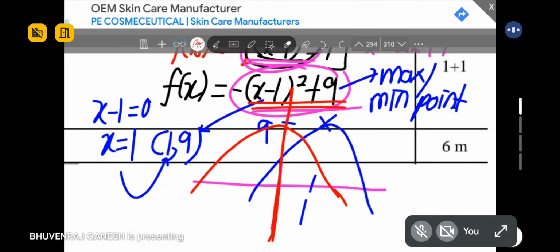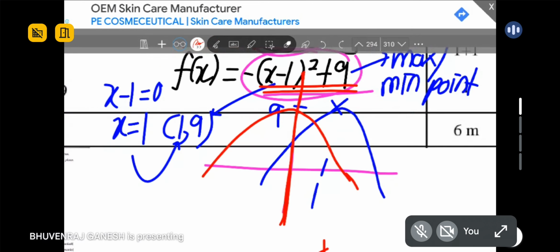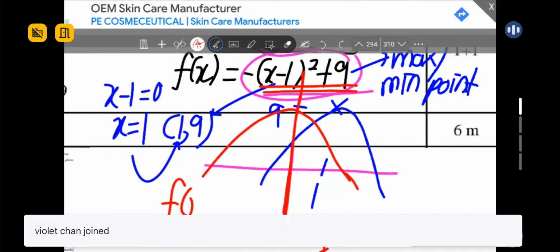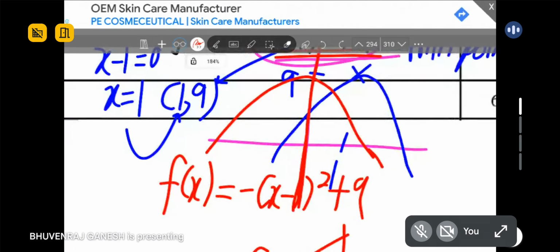Is it the same or different? Anyone else? Same or different? Yes, correct. The roots are different, but your overall equation, is it the same or different? So this is your equation right now, plus 9. So you must think and see, guys. Will it be the same or different?